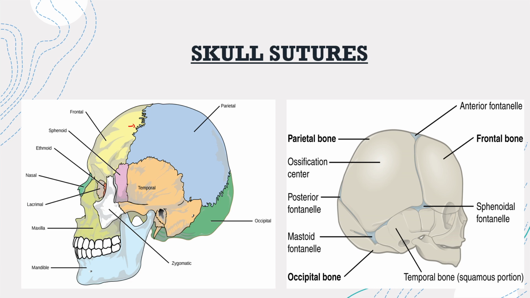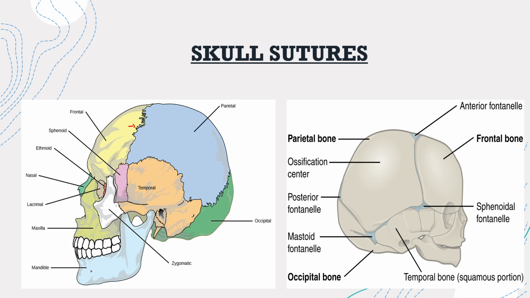So in the previous lecture I have already given an idea about the skull sutures. We have already covered the different bones of the skull. Basically in the skull you have two categories of bone, the cranial bones or cranium and facial bones. So these make your whole skull.